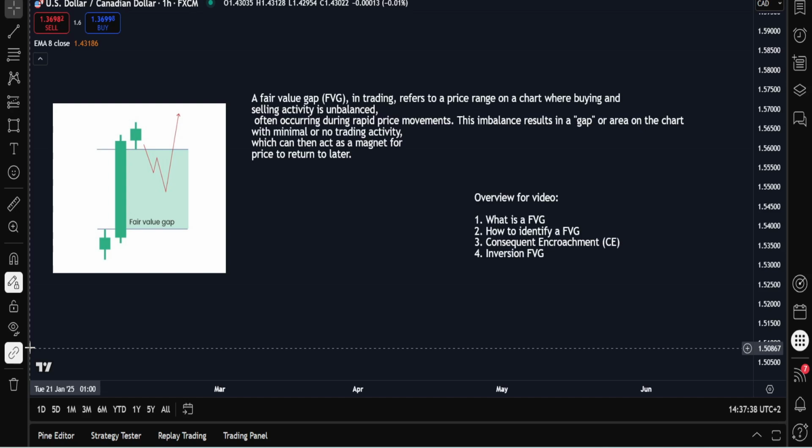So what did we go over today? We went over what is a fair value gap, how to identify a fair value gap, consequent encroachment of a fair value gap, and an inversion fair value gap.